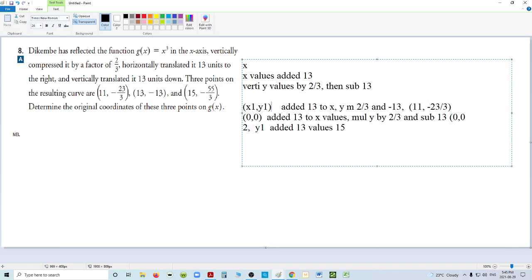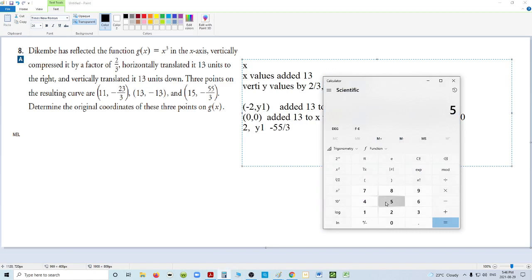Up here, if he added 13 to the x values and he ended up with 11, it's obviously that x is minus 2. So you can see some of these are very easy to figure out. But in this case, he added the y values, so we figured out that. But for the y value down here, he ended up with minus 55/3 after adding or subtracting 13. So 55 over 3, it helps to figure that out. So you just take 55 and divide it by 3, and it'll tell you the leftover.